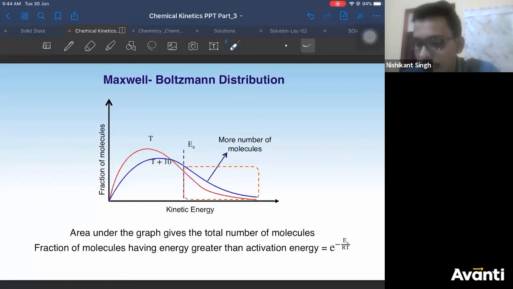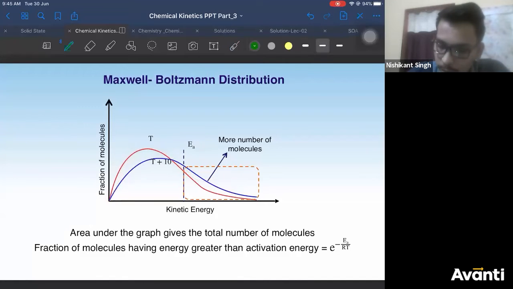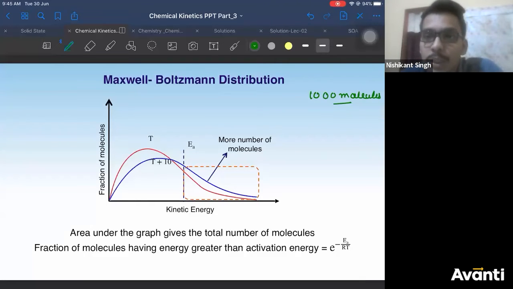You have studied it in states of matter also, most probable velocity, average velocity, all those things, right? Same thing. So fraction of molecules, kinetic energy versus kinetic energy you are plotting, right? So now you think the graph increases like this, right? Let's say there are 1,000 molecules in the system, right? There are 1,000 molecules in the system.